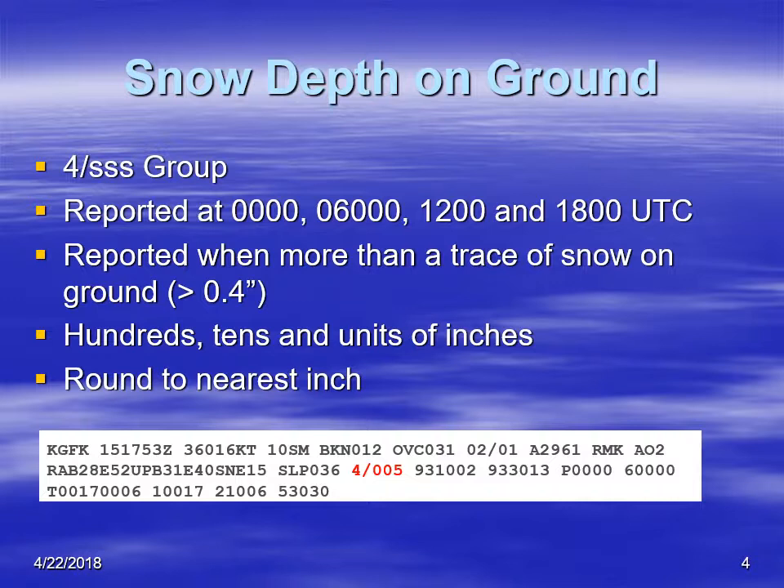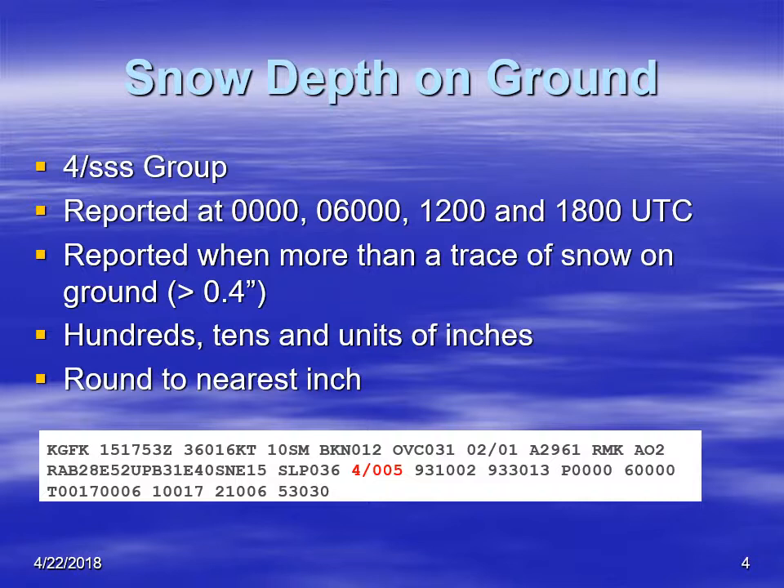So this is the amount of snow that's actually on the ground, and we report it as the 4/ group in the METAR. Looking at this METAR at the bottom of the page, I highlighted in red where you would see the snow depth. The snow is reported at the 0, 6, 12, and 18 Zulu observations, and it's reported when there is more than a trace of snow on the ground, trace being a half an inch or more. You'll see the 4/ group reported in a METAR. If it's less than a half an inch, then it won't be recorded in the METAR.